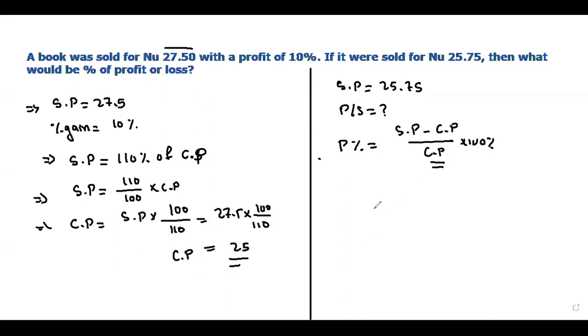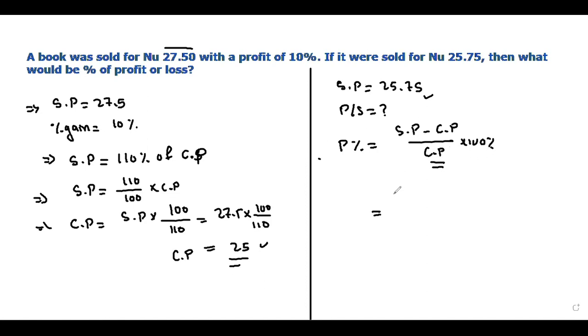Now use this cost price in the formula. Now you don't know whether it is a loss or a profit. How will you find out? Compare the selling price and the cost price. Cost price is less than selling price. If the selling price is more, it is obviously a profit. So the formula of profit: profit is selling price minus cost price divided by CP times 100.